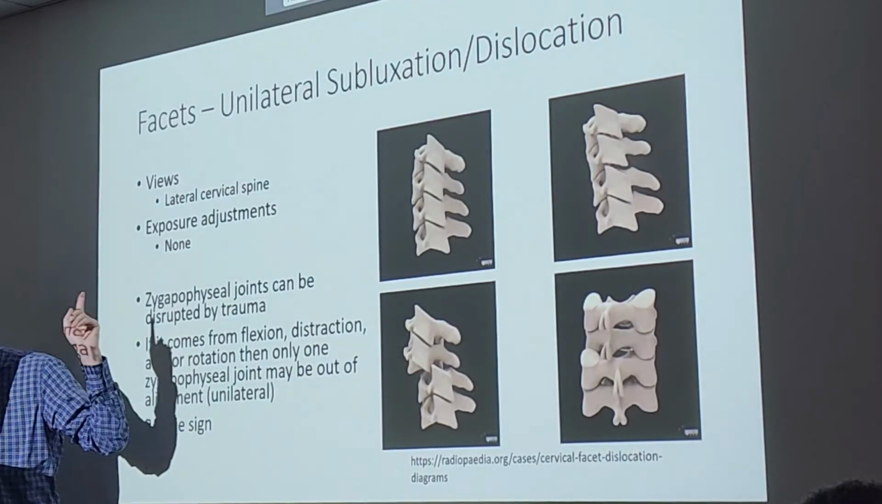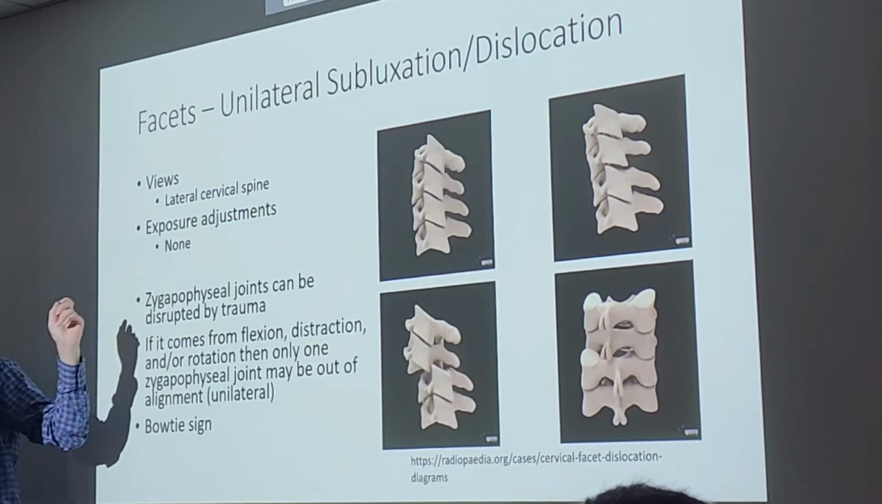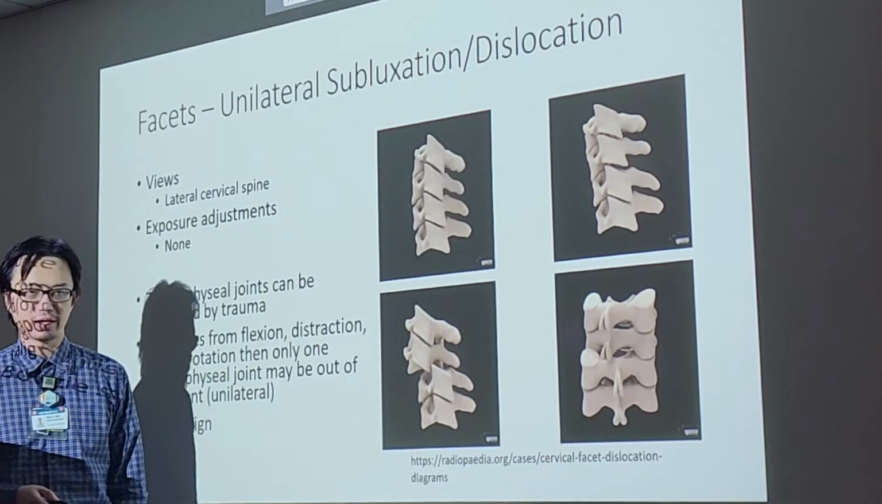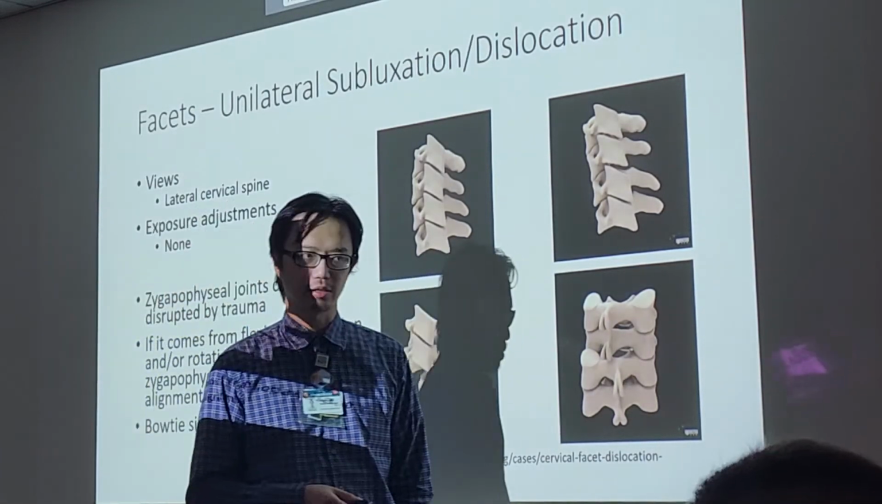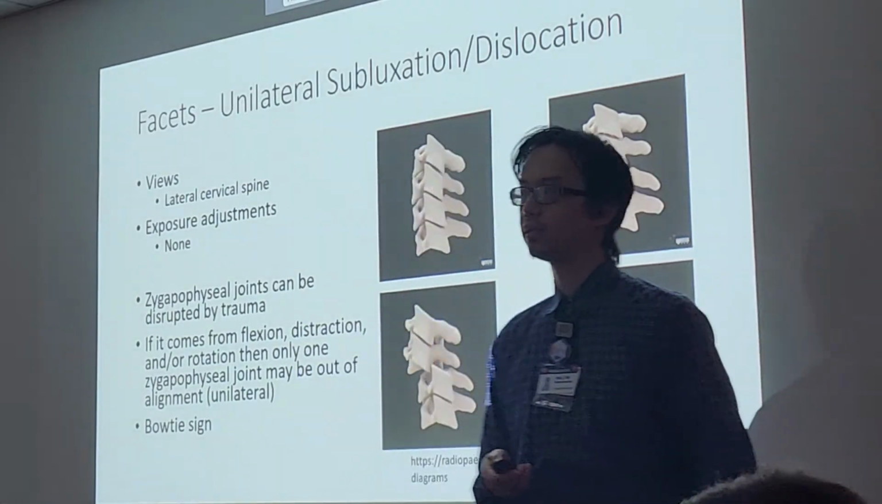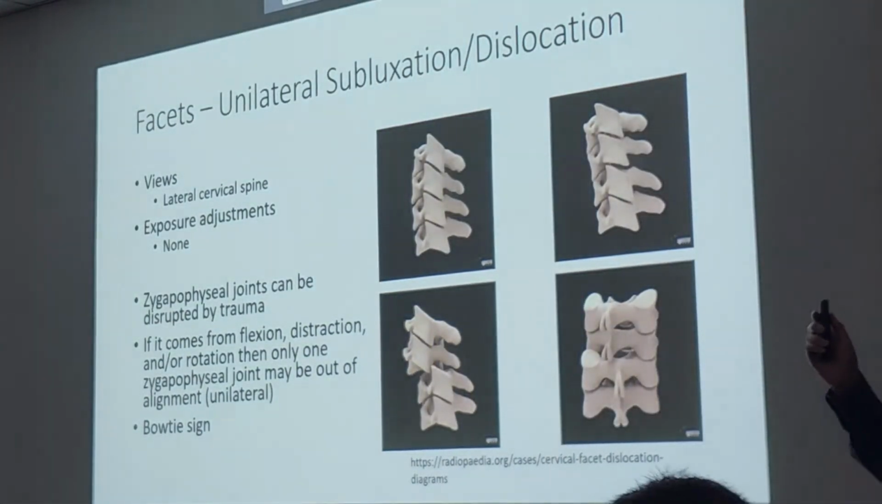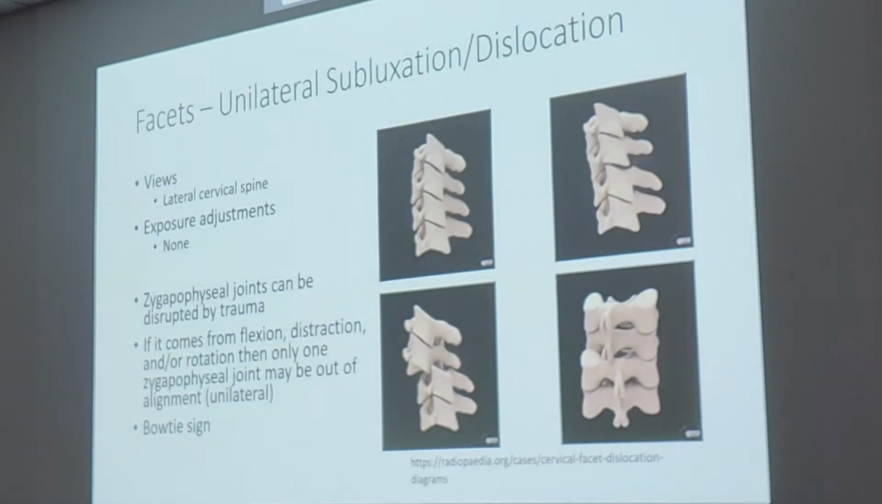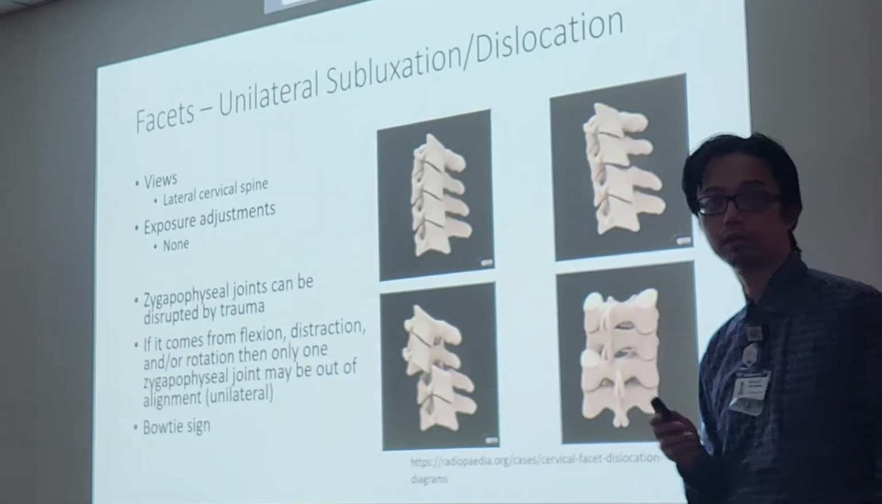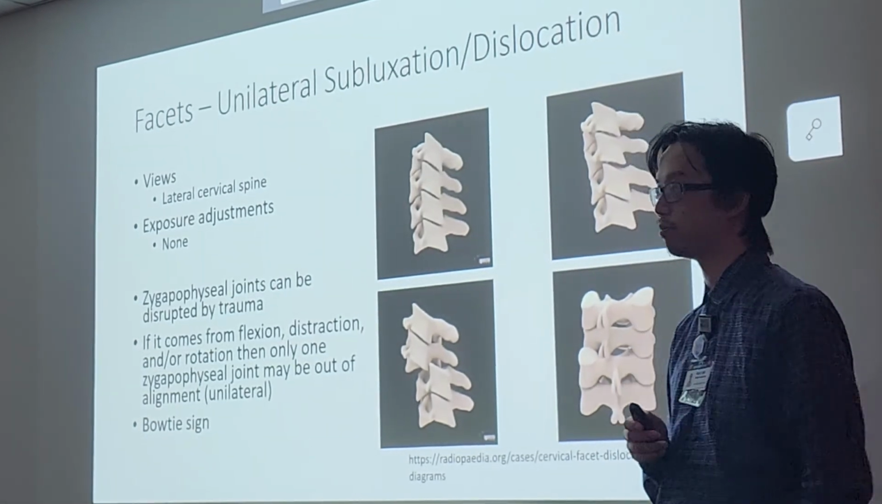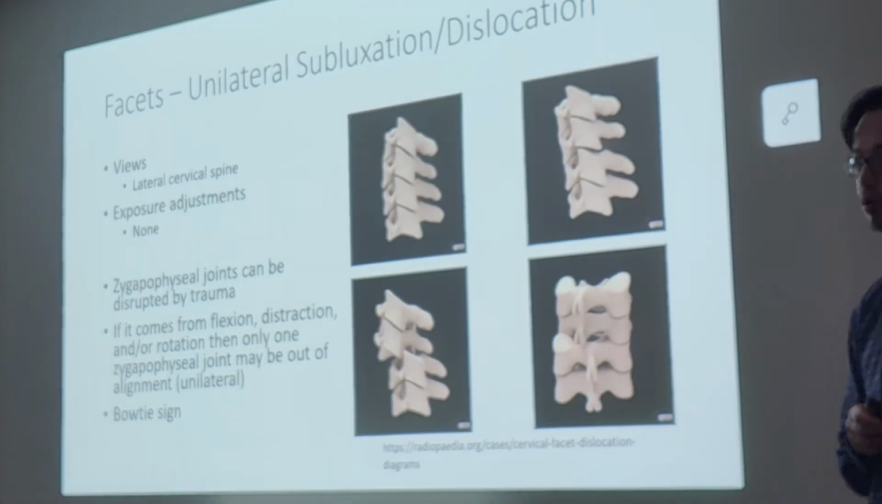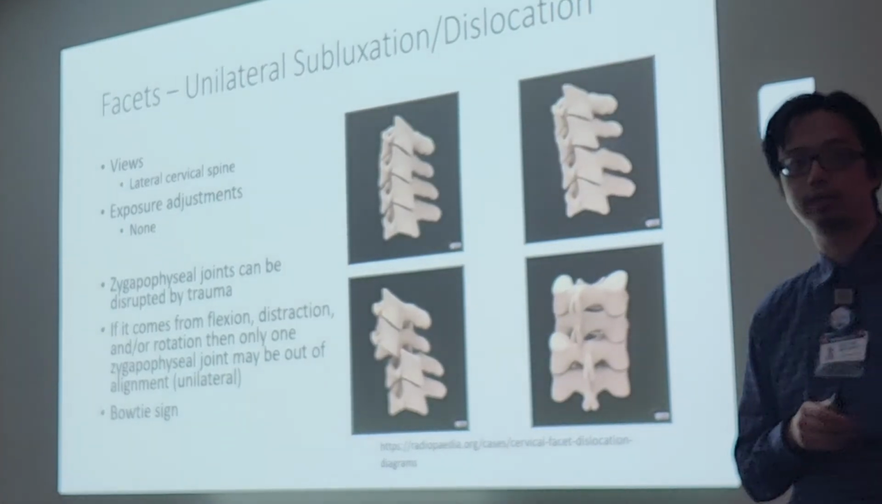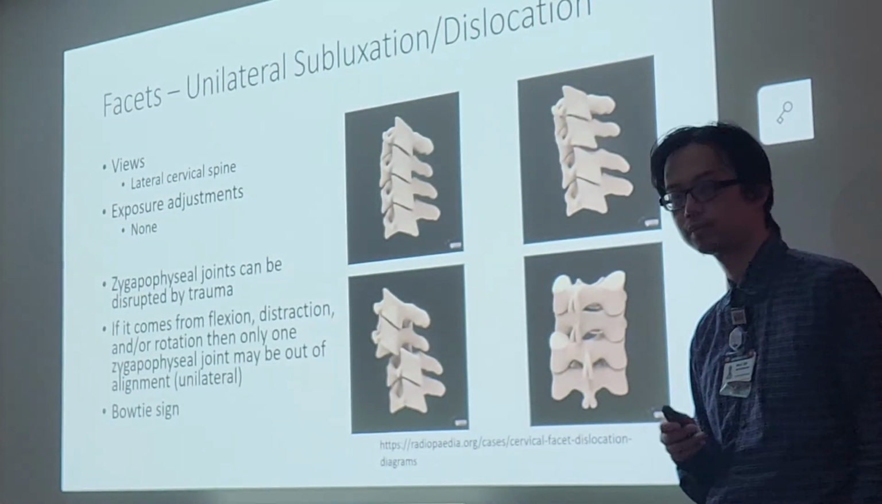Alright, so we talked about our facets. We have unilateral and we have bilateral dislocations, right? Bilateral, of course, is going to be the more dangerous one, but unilateral is also a big concern. We need to be careful of both types when dealing with trauma patients.